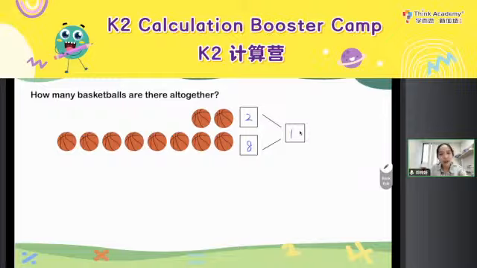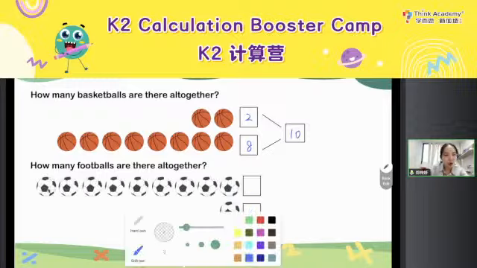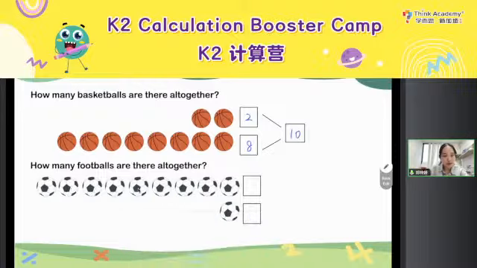Wow, it's still 10 basketballs. Oh, it seems like 10 appears so many times. Why? Oh, let's check it out later. But also, how many footballs are there? Count it. So, we have 1, 2, 3, 4, 5, 6, 7, 8, 9. Wow, 9 in the first row and 1 in the second row.